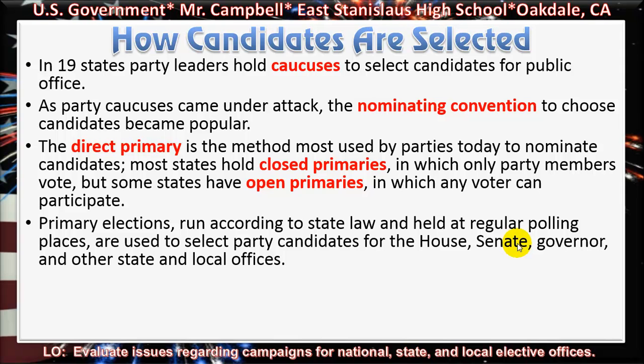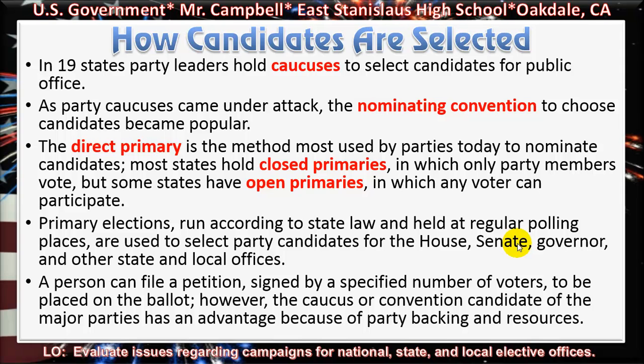Primary elections run according to state law, and they're held at regular polling places and are used to select party candidates for the House, the Senate, governor, and other state and local offices. A person can file a petition signed by a specified number of voters to be placed on the ballot. However, the caucus or convention candidate of the major parties has an advantage because of party backing and resources.